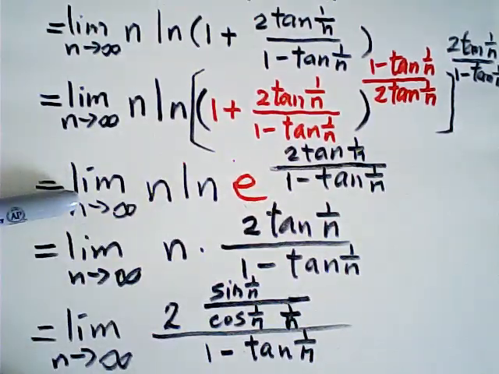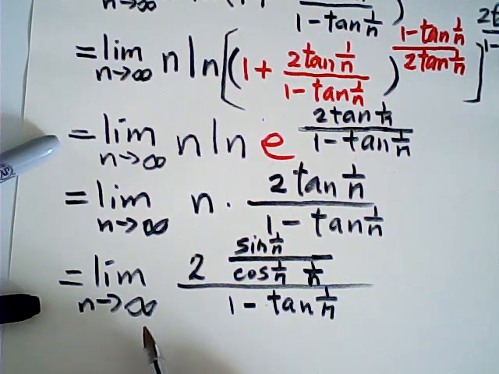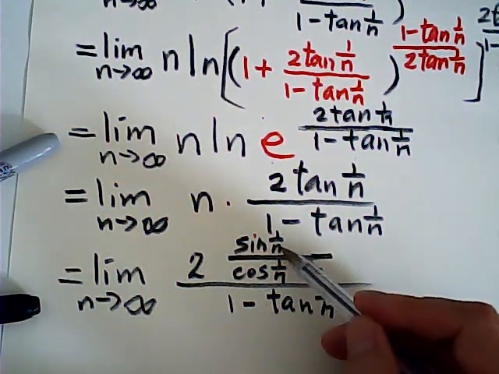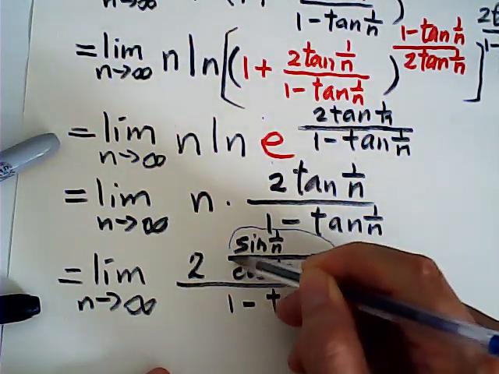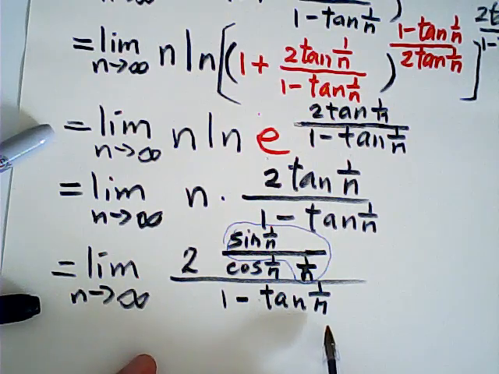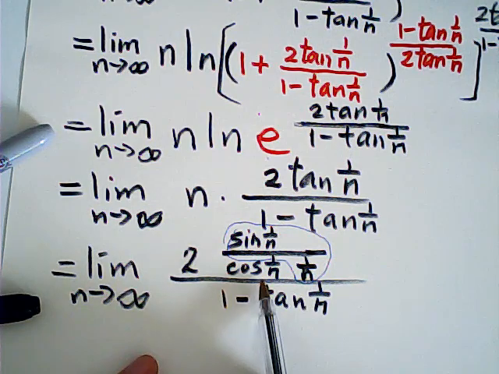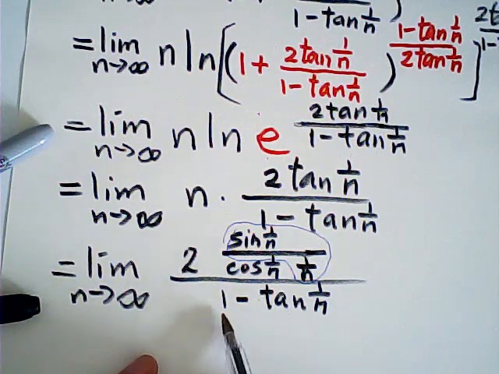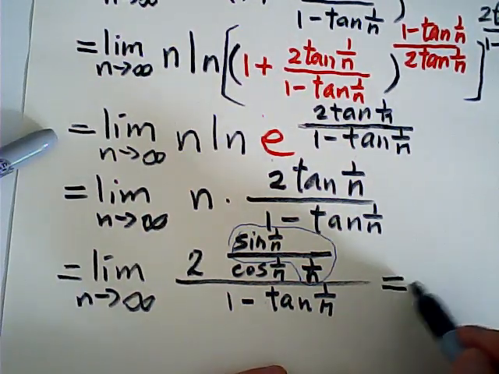Now, as n goes to infinity, this goes to 0. This goes to 0. So this is a well-known limit. This one goes to 1. Sine of something over something, when something goes to 0, is 1. This goes to 1 because cosine 0 is 1. This one goes to 1. Therefore, the result is 2.